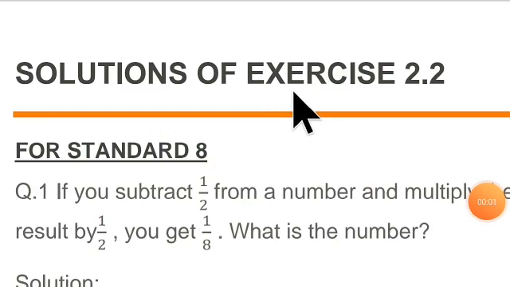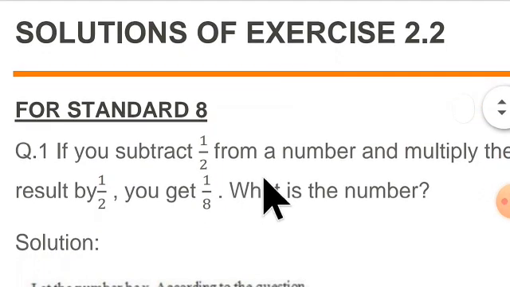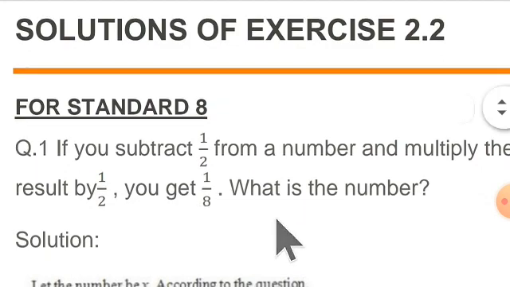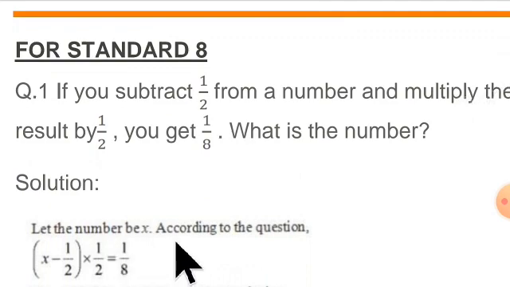Now let us see exercise 2.2. Question number 1. If you subtract 1 upon 2 from a number and multiply the result by 1 upon 2, you get 1 upon 8. What is the number? So here let the number be x. According to the question, you subtract 1 upon 2 from a number, so x minus 1 upon 2, and multiply the result by 1 upon 2. So you multiply afterwards by 1 upon 2, and you get 1 upon 8. Get means equal to 1 upon 8. So this is the main equation.